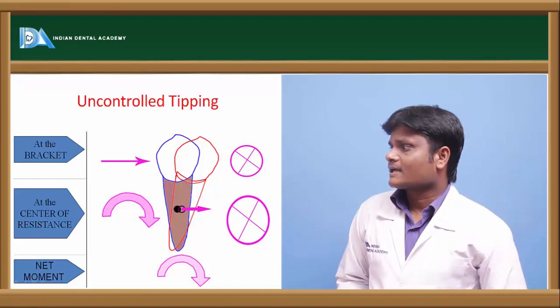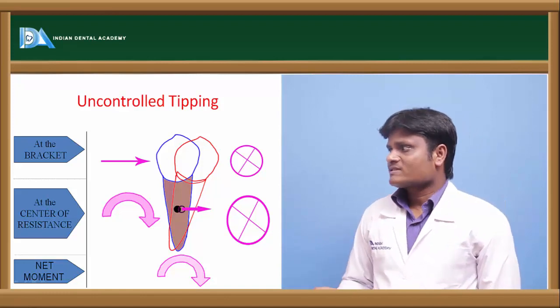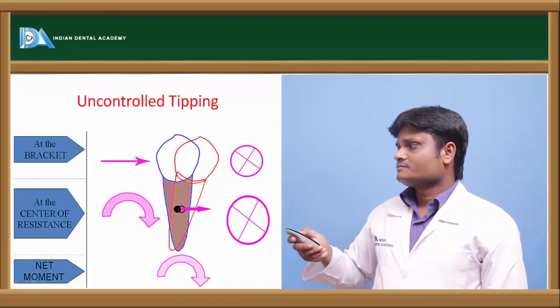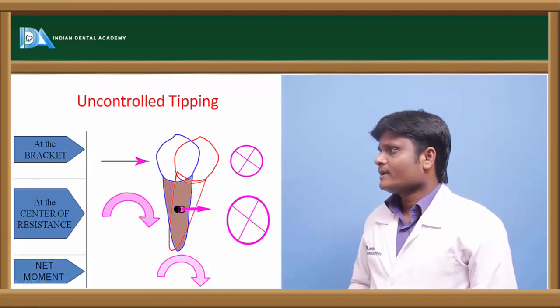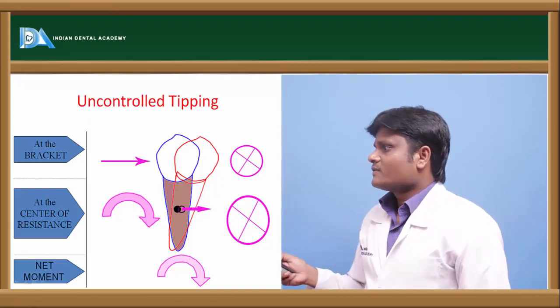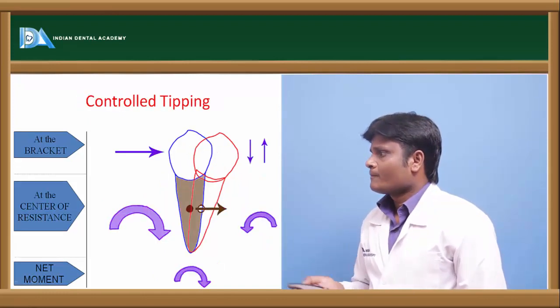Here, this is an uncontrolled tipping. Force is acting at the level of crown, which is creating a moment in a clockwise direction. This will cause tipping movement.